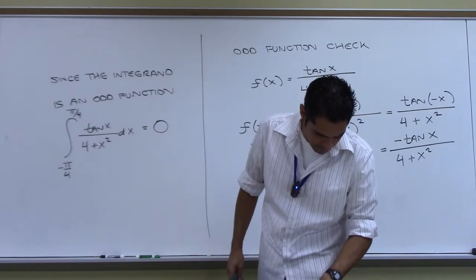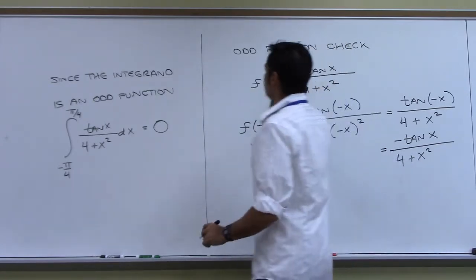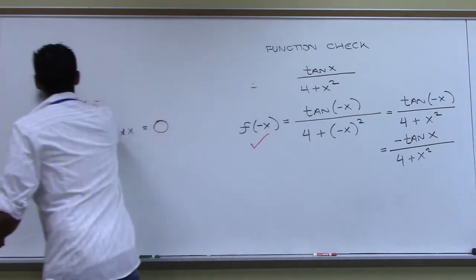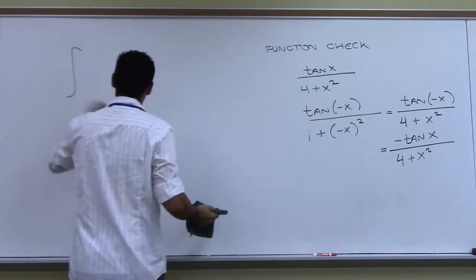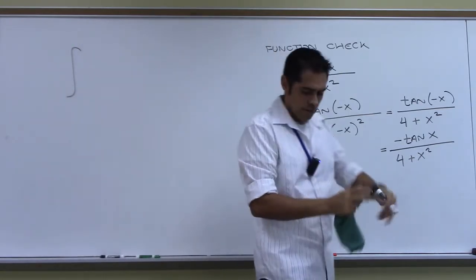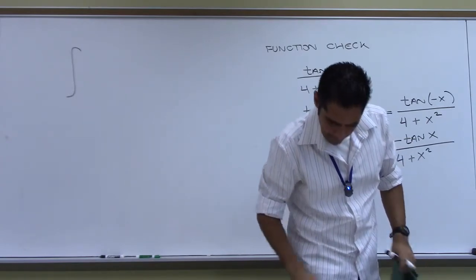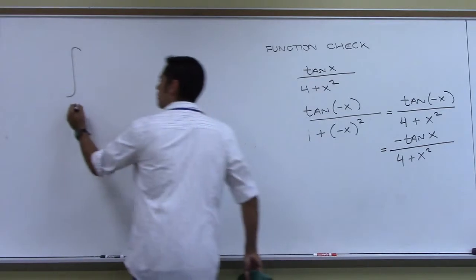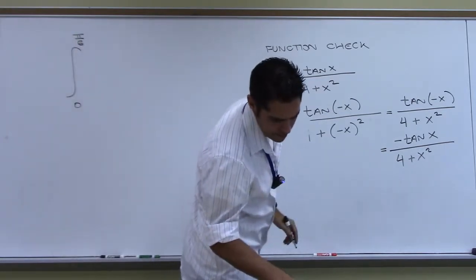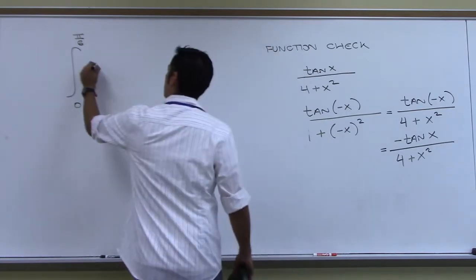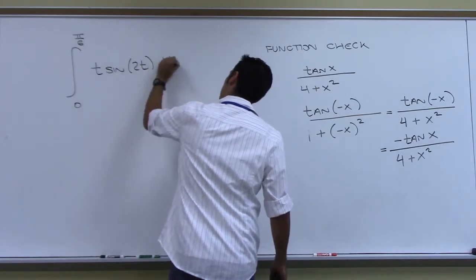Let's do another one. This will be our last one before we start the next section. Integral from 0 to pi over 6 of t sine 2t dt.